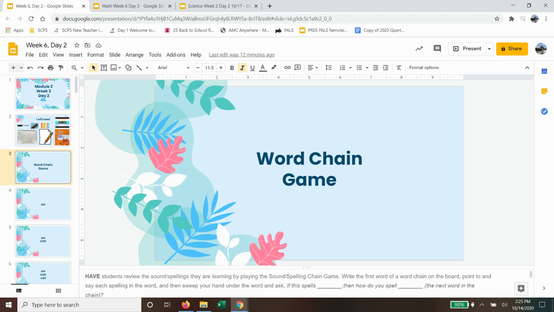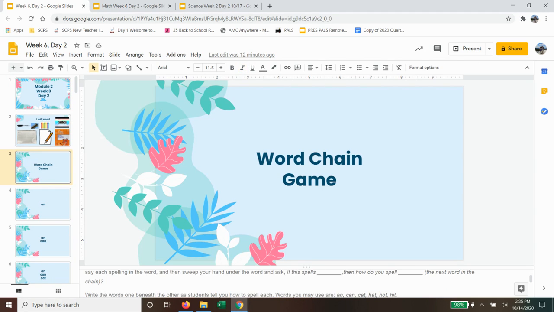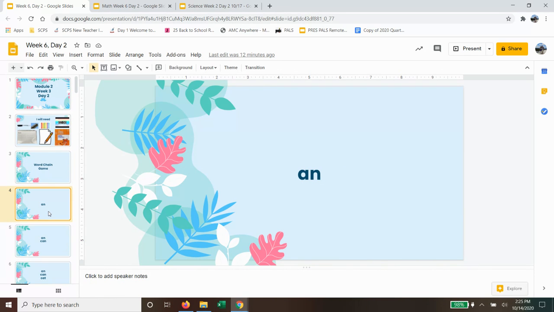This is what we did in literacy on October 14th, 2020. We started doing a word chain game where I would say, if this spells blank, then how do you spell this word? So, for example, I said, if this spells an, what does this spell?